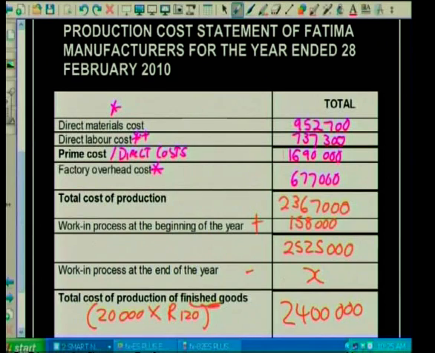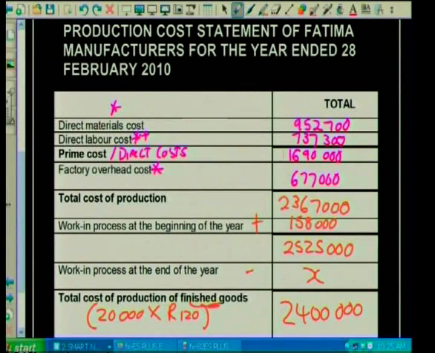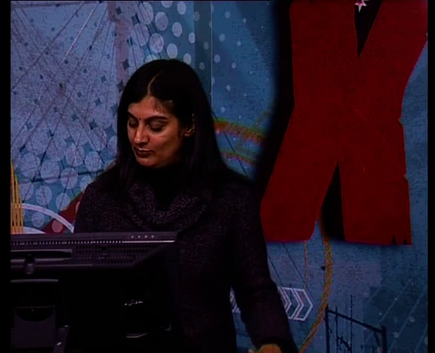Right, all I have now, grade 12s, is one more figure, and it's very simple for me to calculate this. This is the value of your finished goods, the total cost of production of finished goods. This is after I added my work in progress at the beginning of the year. So all I'm doing is subtracting the two to work out my work in progress at the end of the year, in other words, goods that still need to be completed.